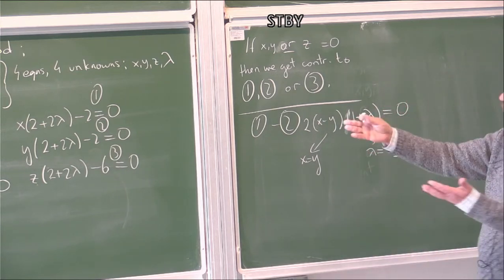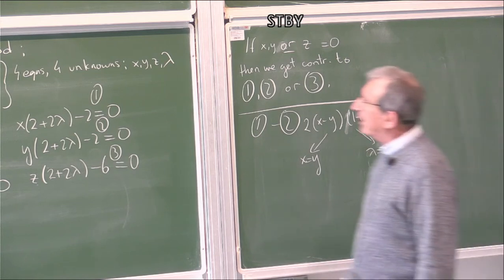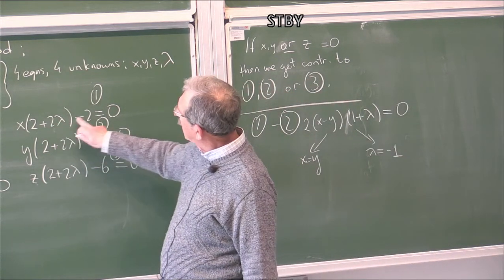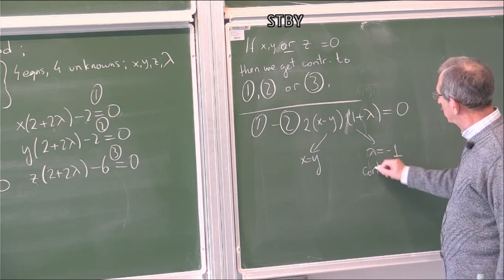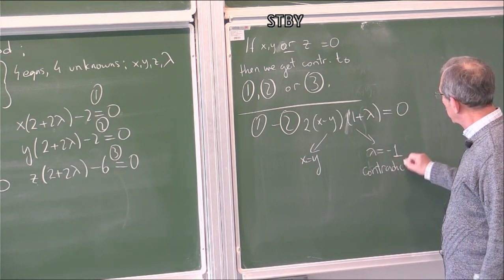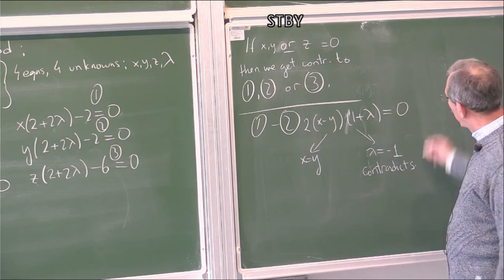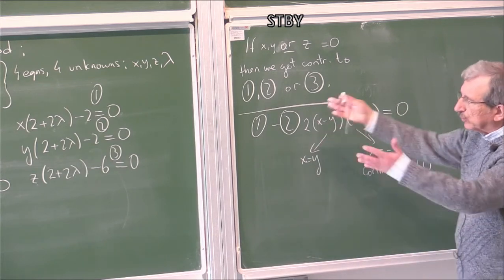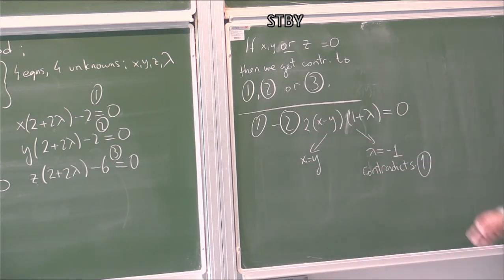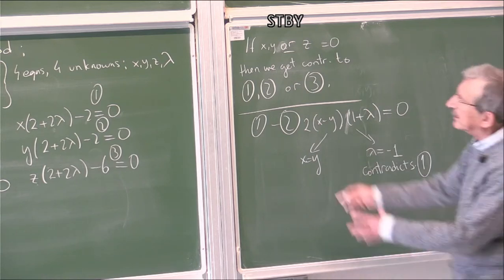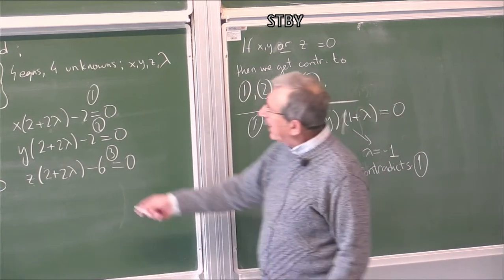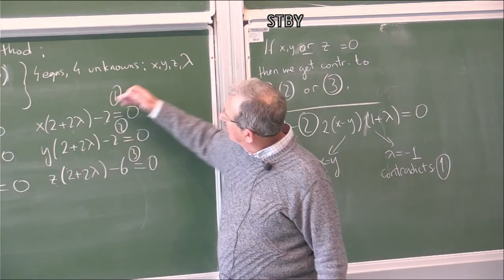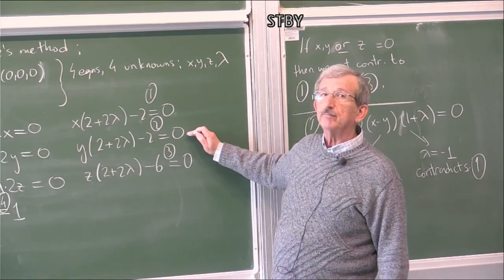Just consider the first equation. If lambda is minus 1, you will have minus 2 equal to 0. So this contradicts 1, for instance. Also 2 and 3, but we don't care about that. It cannot happen. Well, if x is equal to y, what happens? If x is equal to y, the two equations are the same.